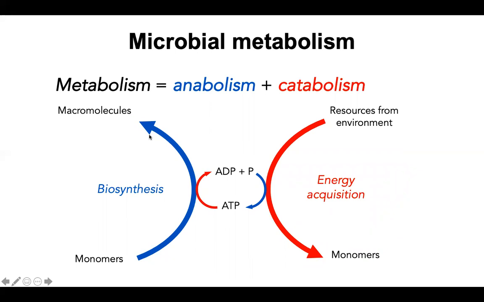So that's anabolism. On the other side of this coin is catabolism, where you take resources from the environment and you break them down, which gives you energy here, your ATP, but you break them down into molecules. So this is how you get energy to do the things like running, jumping, or whatever it is that microbes get up to.